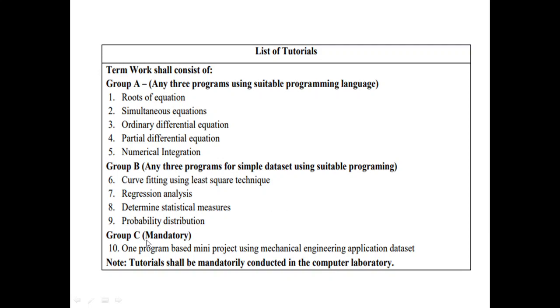And group C is mandatory. You have been given one mini project, that is compulsory. One program based mini project using a mechanical engineering application. You have to take any one application, and use that or ready the program for that application and run this program in any one software. Or you have to make the equation for that application.